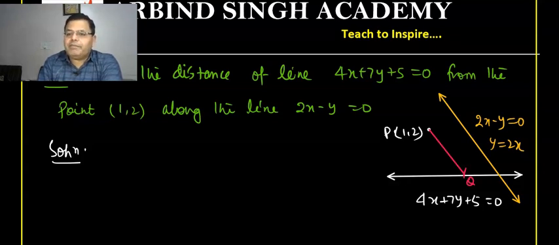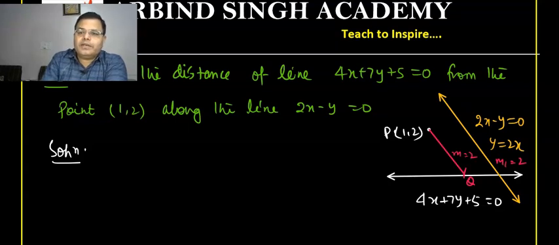So any line parallel to this will be y is equal to 2x plus k. And since slope will be same, here slope of line is 2. Here slope of M1 is equal to 2. This line is also parallel, so here also slope of this line is 2. Isn't it? So these two have same slope, and slope is same passing through 1, 2. So we can find the equation of PQ.